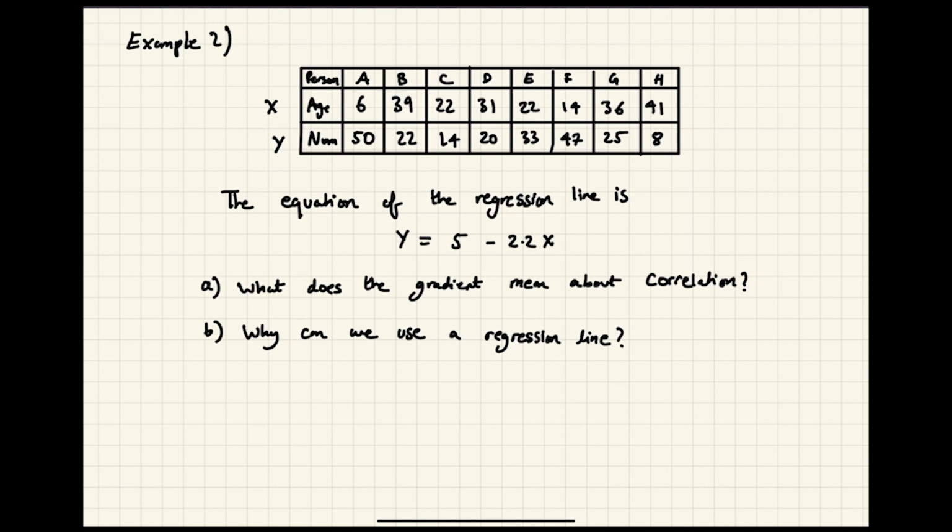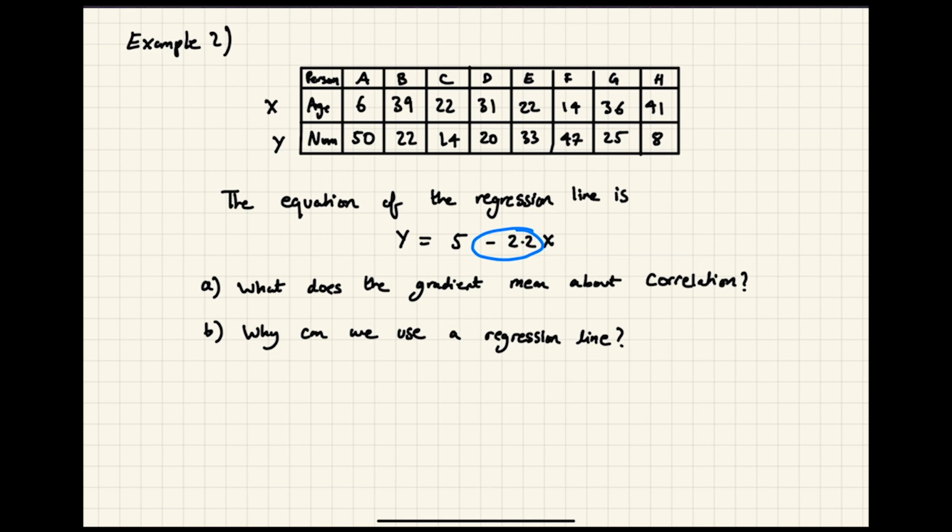Well, the gradient over here is this part here, the minus 2.2x. And as we said before, a negative gradient means that you will have negative correlation. So the answer to this question is simply that we just have a negative correlation in our graph. So that's fairly simple to understand.